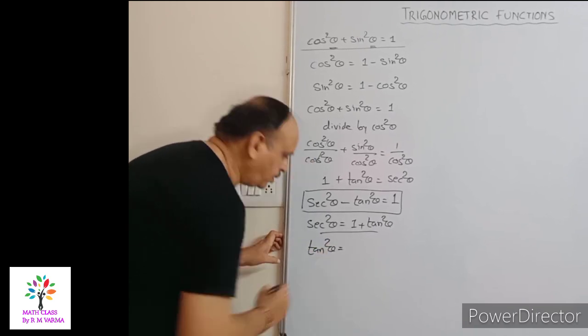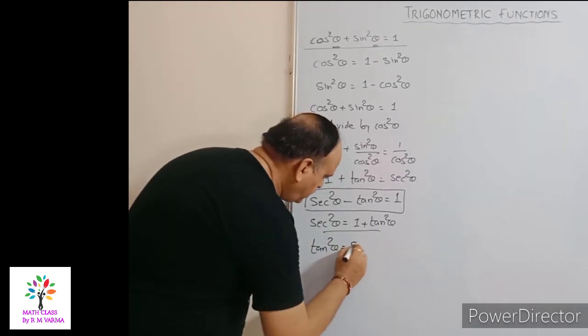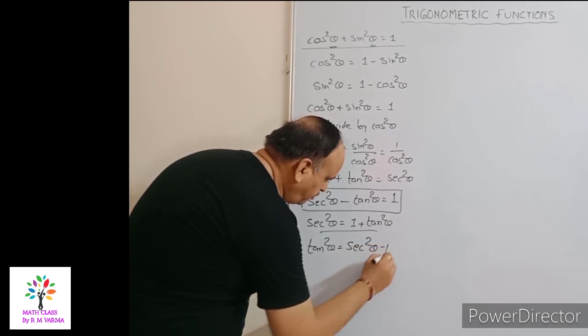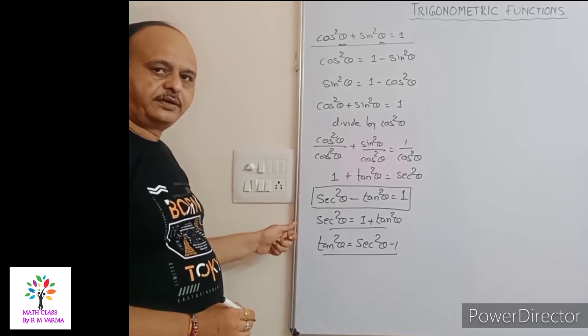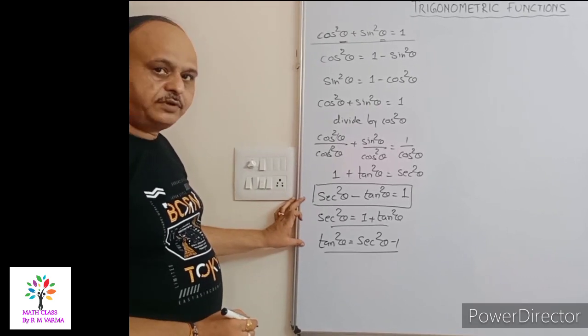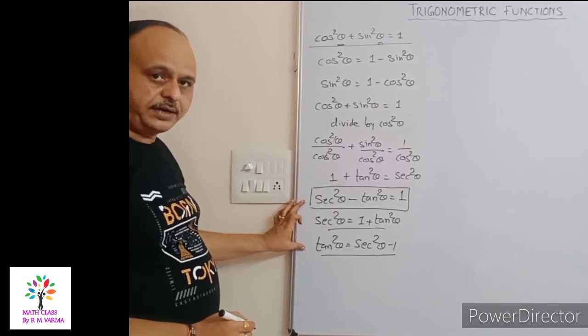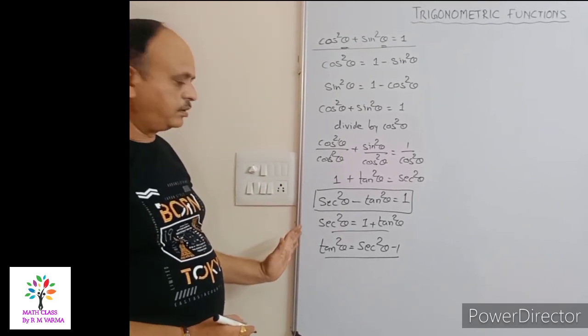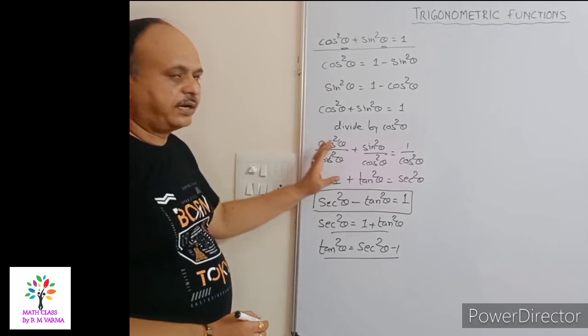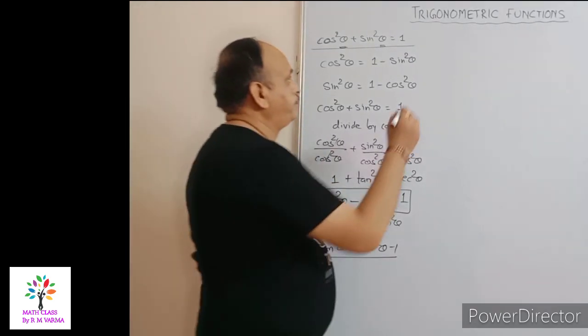Tan square theta equals sec square theta minus 1. So this is how we can get the other identity. So again I have derived, or I have found 3 other identities. So this 3, another 3. Further again I take the main identity and get the other one.